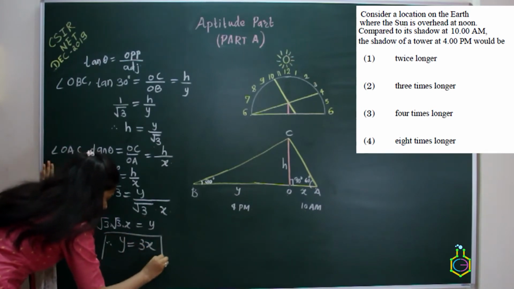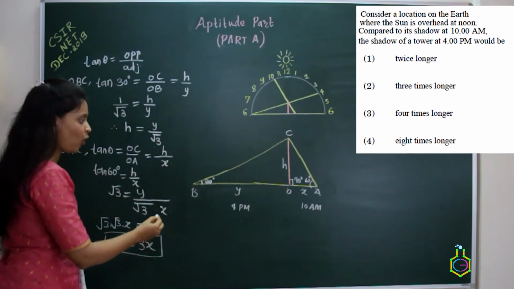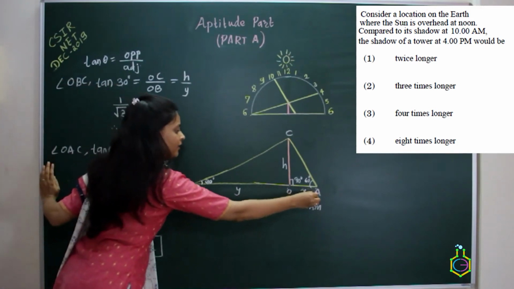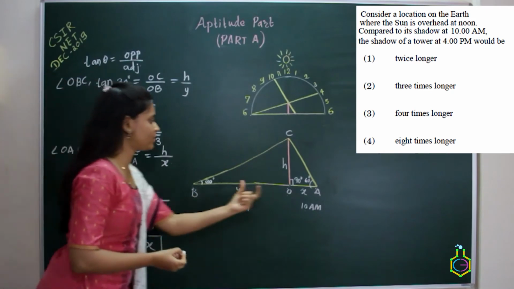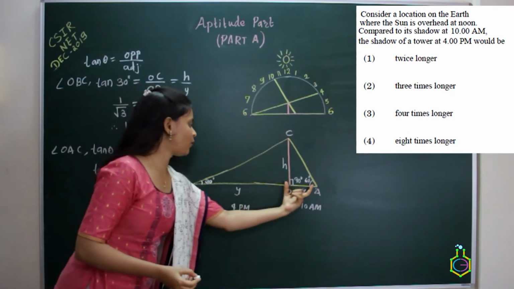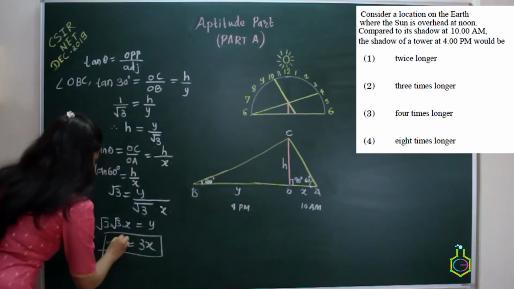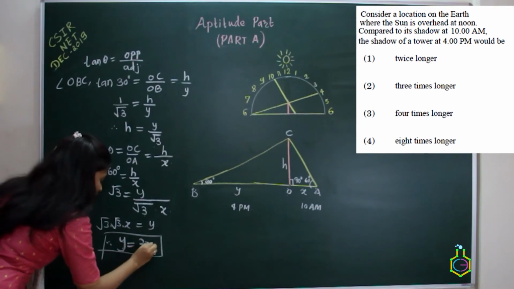Therefore, y is equal to 3x. The shadow at 4 pm is 3 times the shadow at 10 am. This much is the shadow at 10 am, and the shadow at 4 pm is 3 times the shadow at 10 am. So this is our correct answer.